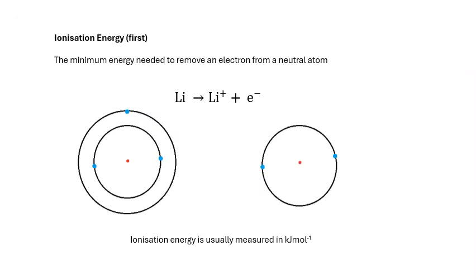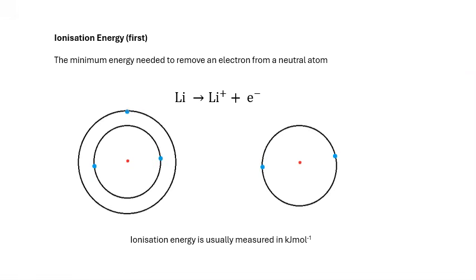Now, ionization energy is the minimum energy needed to remove an electron from a neutral atom. I say it's the first ionization energy. We'll worry about taking more than one electron later on in the video. So if you look here, there's a lithium atom, and we take away an electron, and we end up with a lithium ion. You need to be able to write these little equations. So Li goes to Li plus an electron.